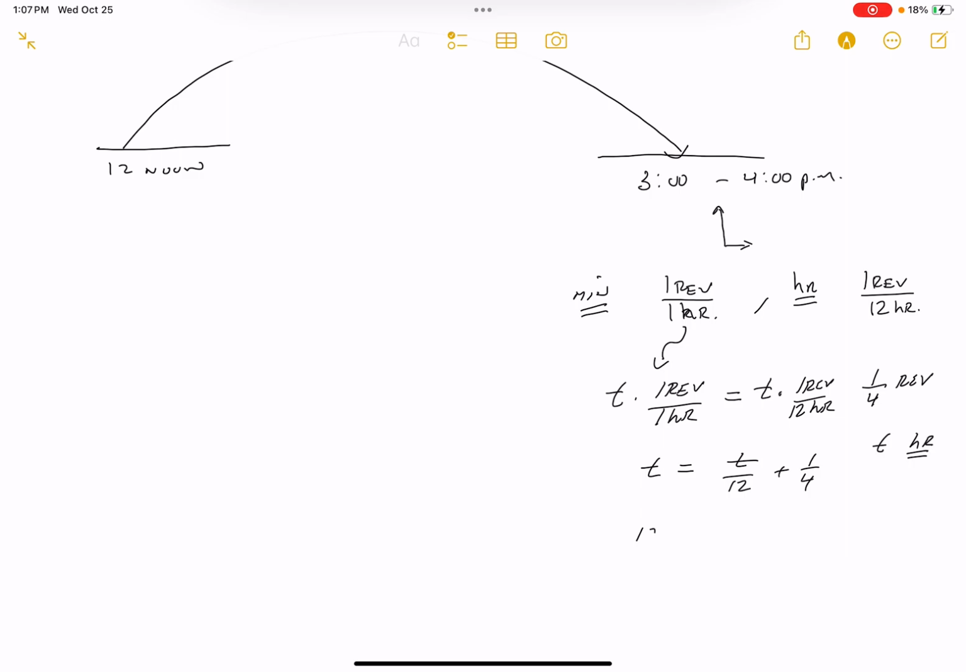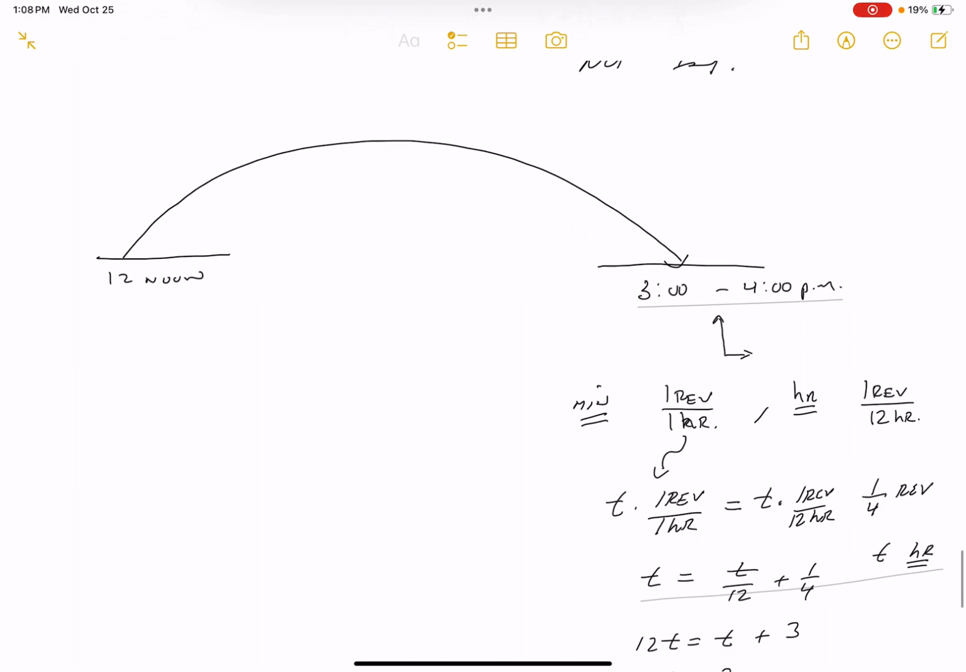I'm going to multiply both sides by 12. You get 12T equals T plus 3. And then I'll take T from both sides. You get 11T equals 3. And then I'm going to divide both sides by 11, and you would get T equals 3/11. So I'm going to say the flight time for this first missile. This is the first missile, by the way. These are missiles, right?